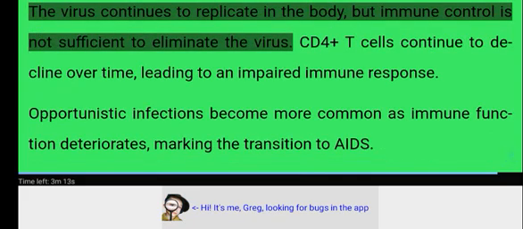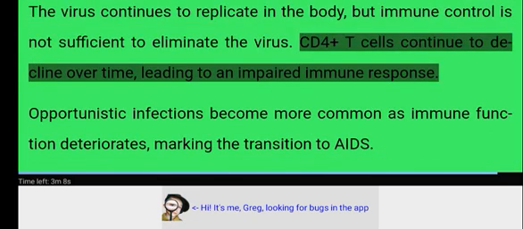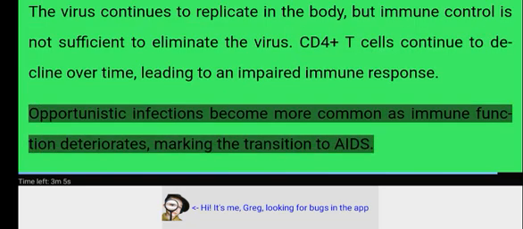Chronic HIV infection. The virus continues to replicate in the body, but immune control is not sufficient to eliminate the virus. CD4 plus T cells continue to decline over time, leading to an impaired immune response. Opportunistic infections become more common as immune function deteriorates, marking the transition to AIDS.